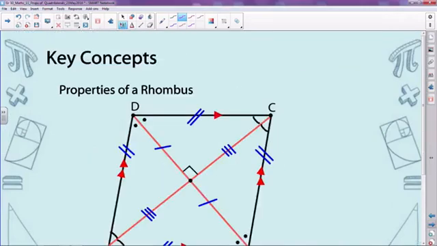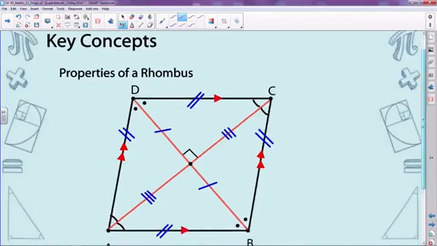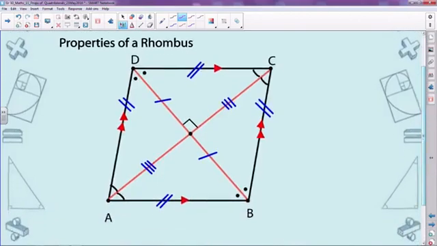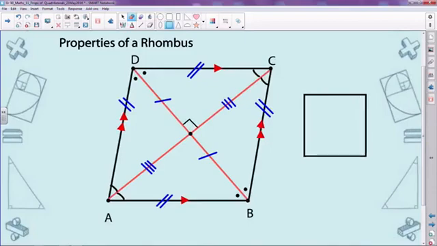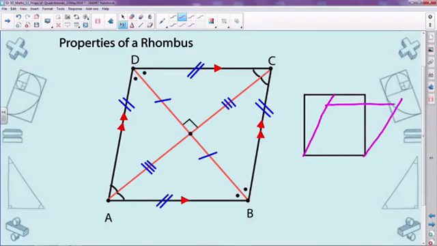Okay, now if we go to a rhombus, what does this shape kind of remind you of? And I'm going to draw one right now. What shape is this? It's a square. So a rhombus is actually a square that has been squashed. If I were to take that and just squash it over to that direction, it's a terribly drawn rhombus, but you get the idea.